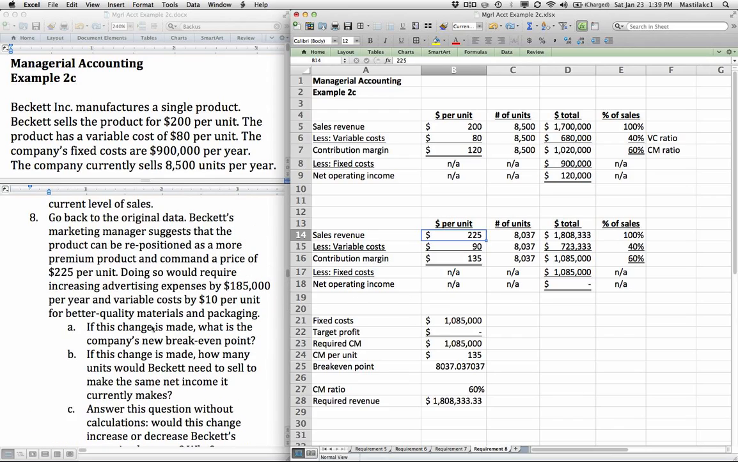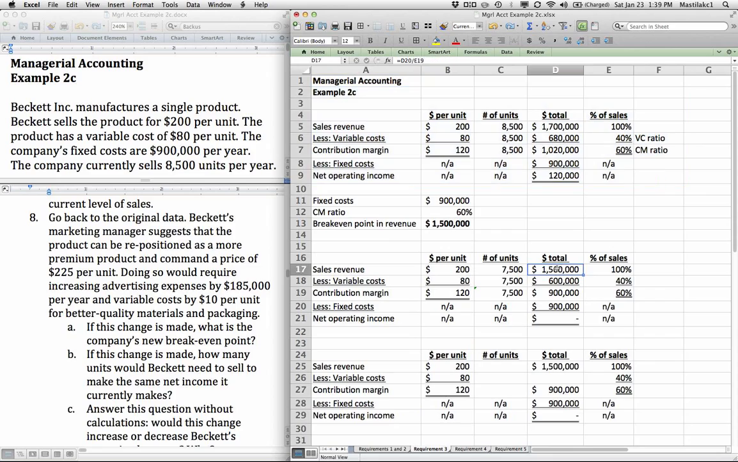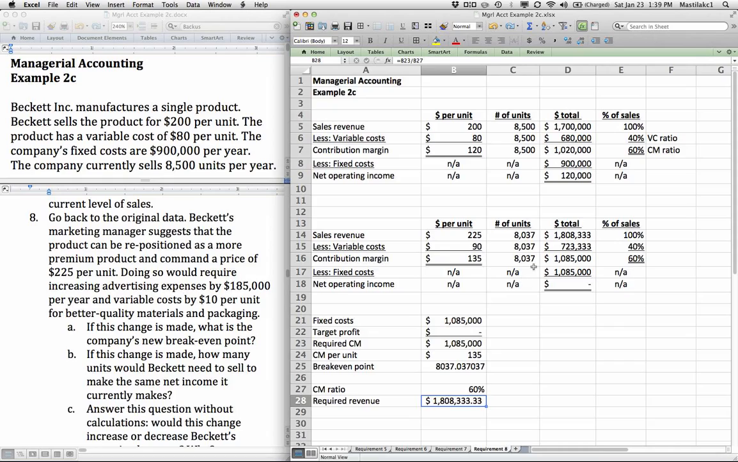Okay, so that's requirement 1. If this change is made, what's the company's new break-even point? More units have to be sold, 8,037 versus 7,500, and more revenue would have to be earned. If you go back to our prior question, instead of earning $1.5 million of revenue, we'd have to earn 1.8. Does that mean it's inherently a bad idea? Not necessarily. If our increased marketing efforts really do promote this product as a higher quality product, then we may sell more units and the higher break-even point may not be a problem.